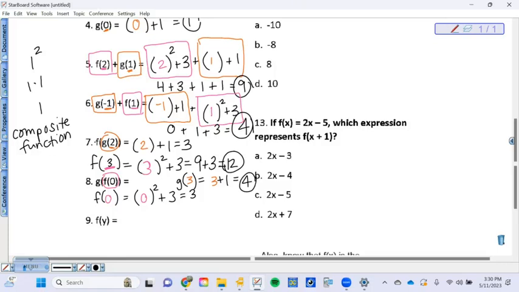Exactly. So y is the input. I put y in place of x. So f of x was x squared plus 3. I just need to replace x with y, so that just becomes y squared plus 3. Y squared plus 3.